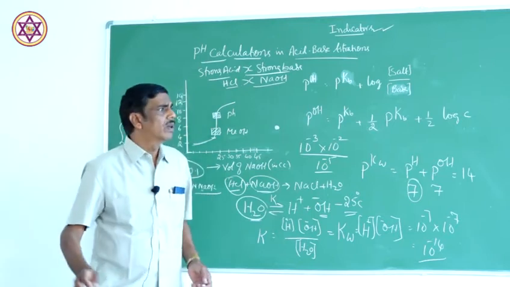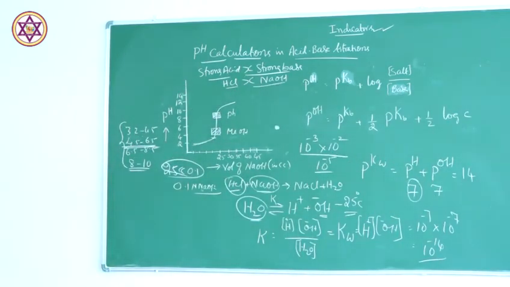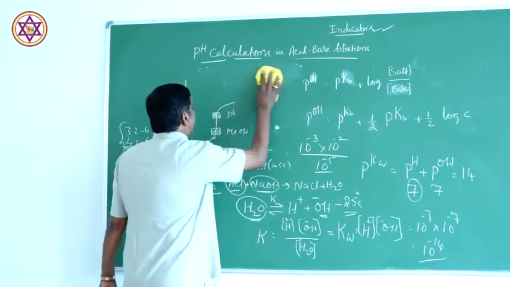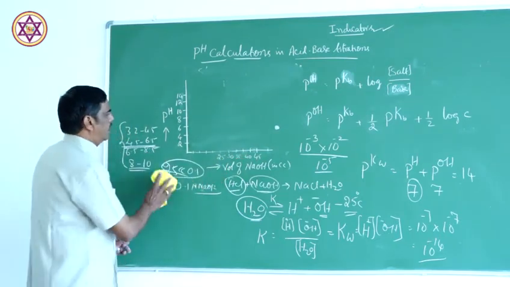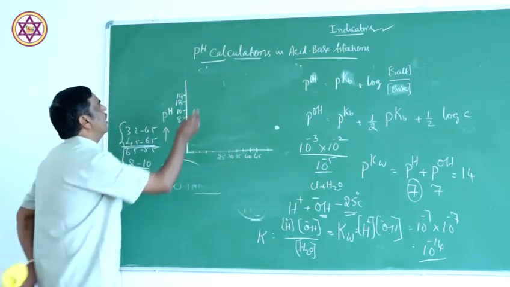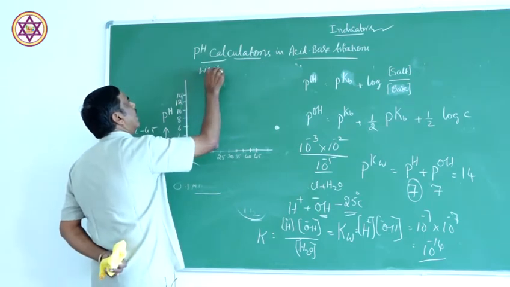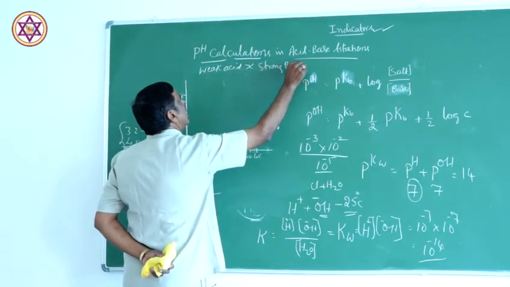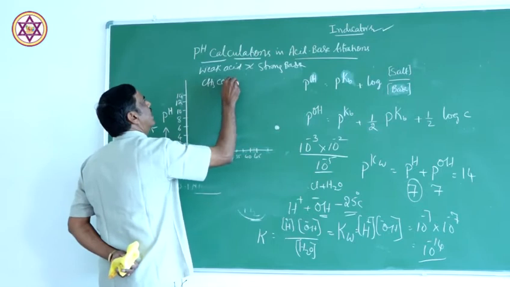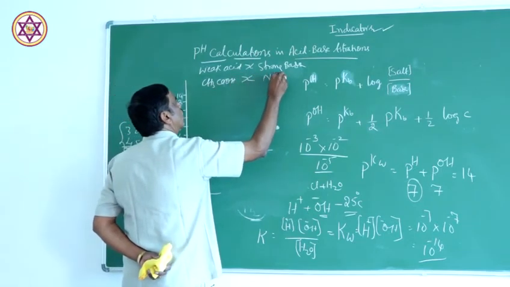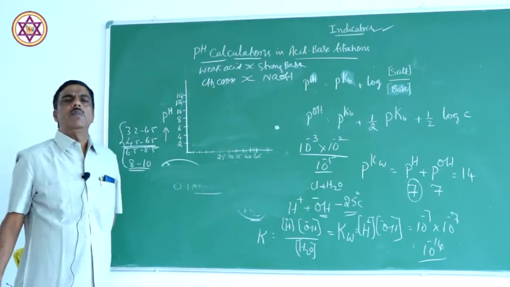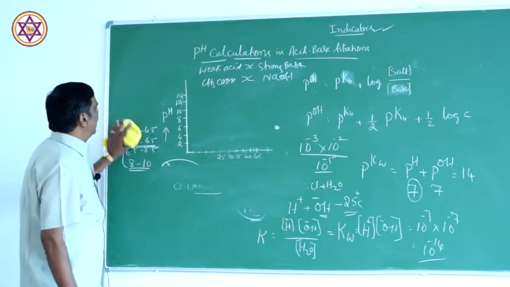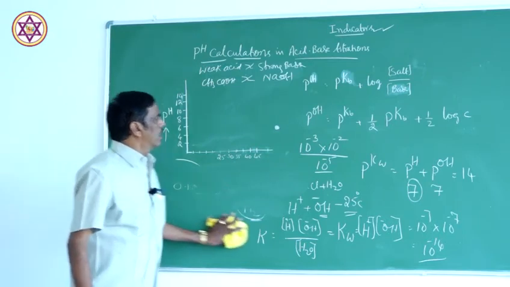But in case of weak acid, strong base titration, the nature of the curve is different. For example, acetic acid versus NaOH solution. So how will the end point and the pH titration curve be for this titration, let us see. In this case, acetic acid reacts with sodium hydroxide.